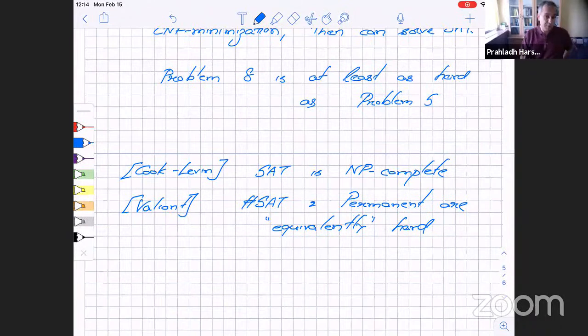Not as hard, and we actually prove it formally. We'll show it's not just as hard, it's exactly as hard as #SAT. If you can solve permanent, you can solve #SAT. If you can solve #SAT, we can solve permanent. We'll go through this. Then we'll show something even stranger.